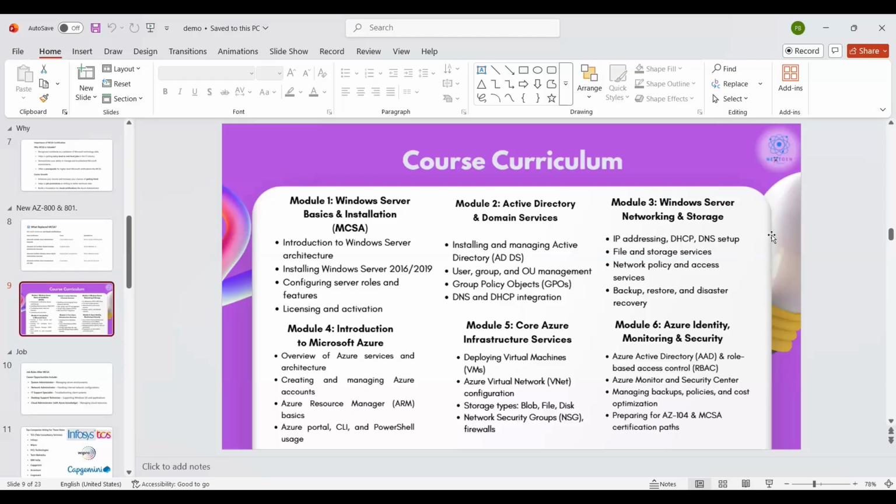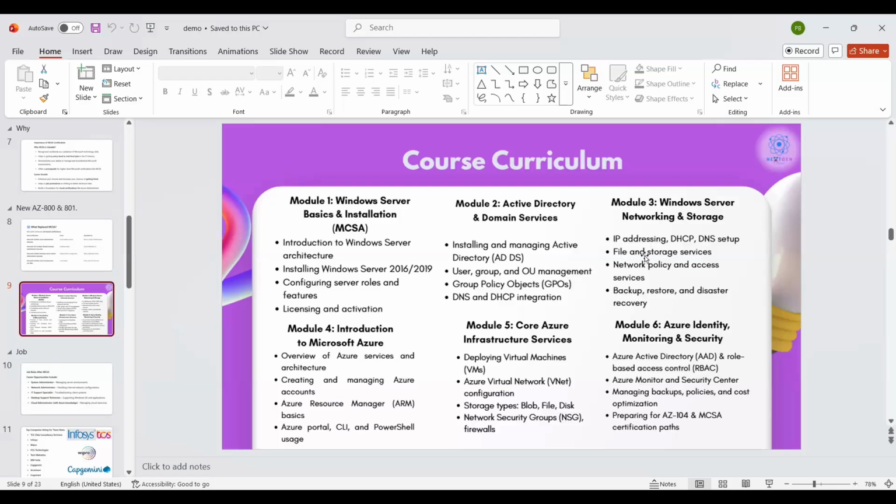And after this, we will move towards our third module, that is about networking and storage. So we'll learn about IP addressing, the different types of IP address allocation, static IP address, the dynamic IP address, right? The protocol that is responsible, like DHCP. We will learn how to configure the DHCP server. We will learn how to configure a DNS server, domain name system.